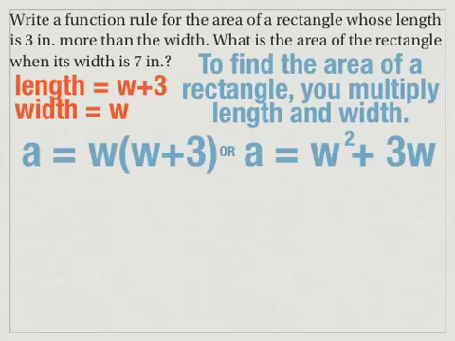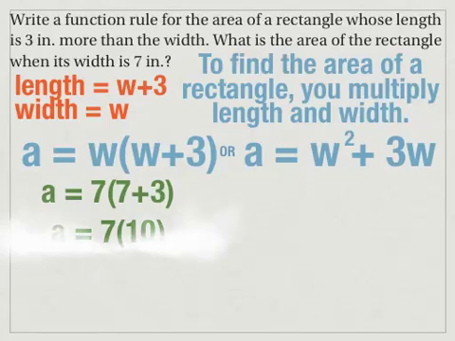These say the same thing, and I'm going to prove to you right now that they are going to have the same value by plugging in 7, because it says what is the area of the rectangle when its width is 7 inches. When you plug in 7 to the equation on your left, you have A equals 7 parentheses 7 plus 3. When you have parentheses, you're going to do what's inside of the parentheses first. So you would have A equals 7 times 10. So the area of the rectangle would be 70 inches squared.